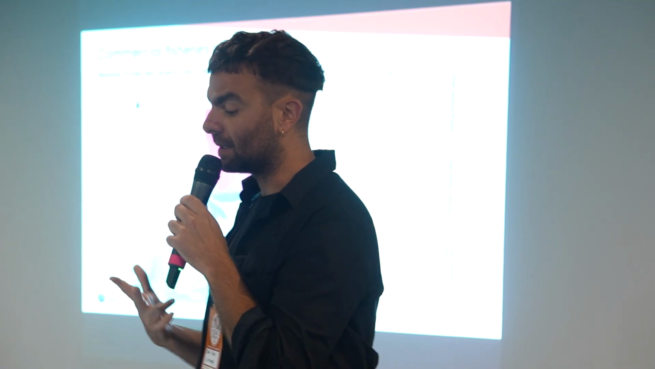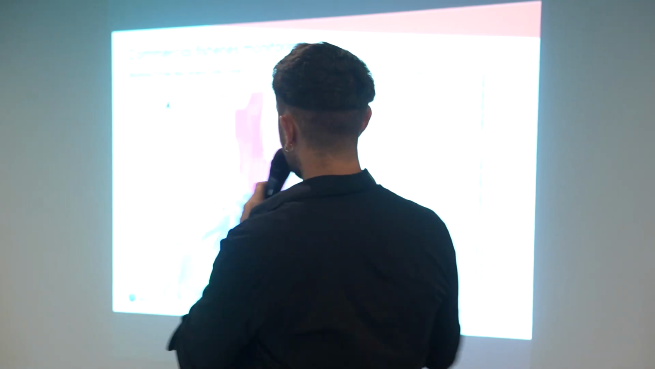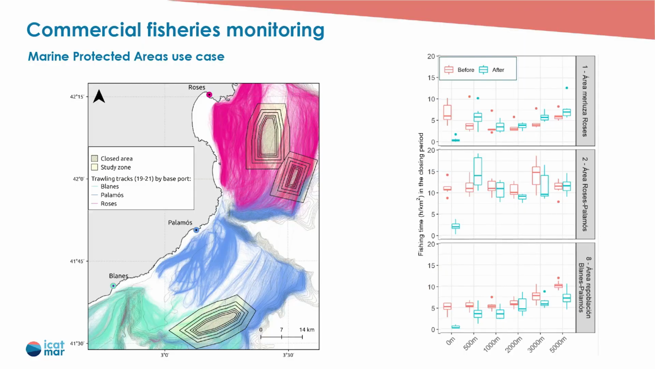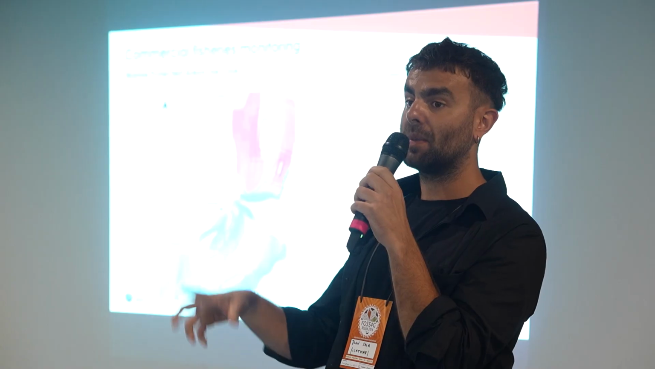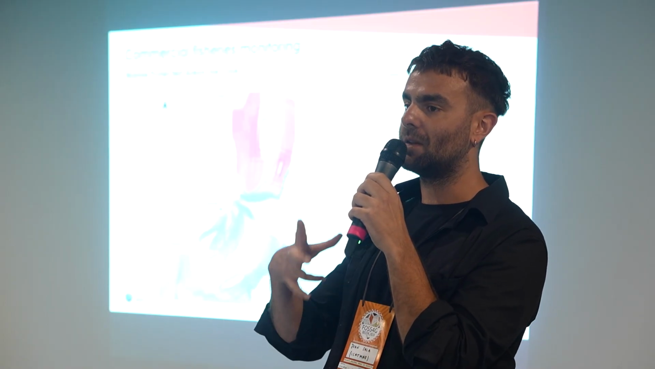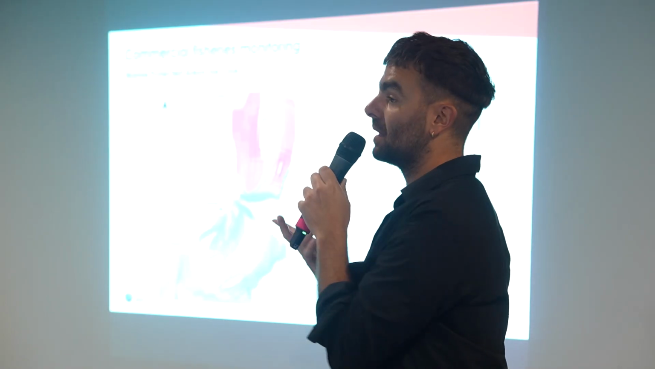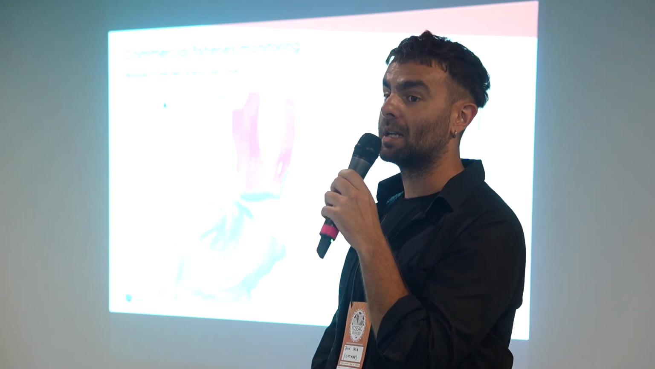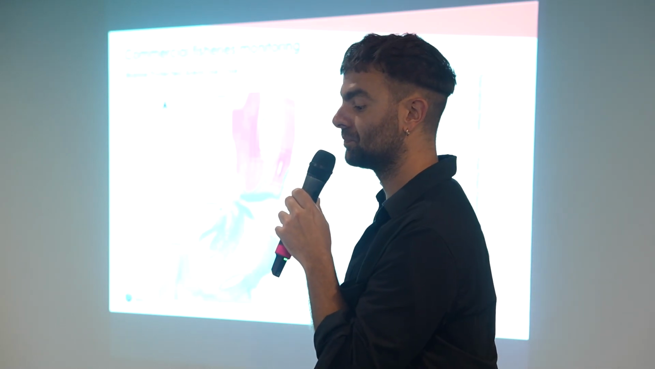So what we are doing now is we draw these kinds of buffers around the protected areas, and we quantify the fishing activity there before and after the protection to see if there is any difference and see how the system is responding to the protection.